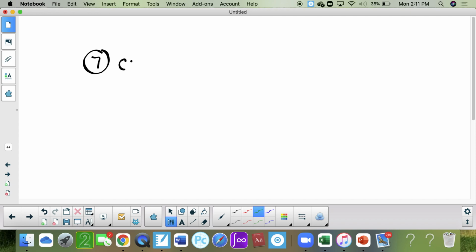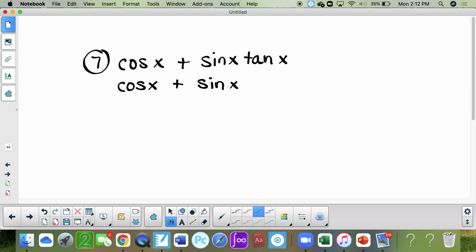you've got the cosine of x plus the sine of x times the tangent of x. Okay, I'm going to leave the cosine of x because that's already in cosine or sine. I'm going to leave the sine of x, but I'm going to change the tangent to sine of x over the cosine of x. This is a pretty tough problem. This is leading into the next set of problems.